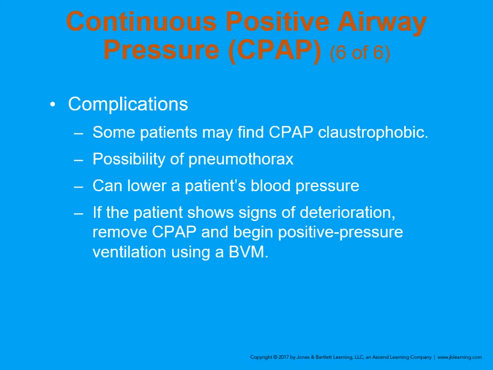Complications. Some patients may find CPAP claustrophobic and will resist the application of the mask. You're going to coach your patients through the process rather than forcing the mask on them. Due to the high volume of pressure generated by CPAP, there is a possibility of pneumothorax. High pressure in the chest can lower a patient's blood pressure. If the patient shows signs of deterioration, remove the CPAP and begin positive pressure ventilation using a BVM attached to high flow oxygen.